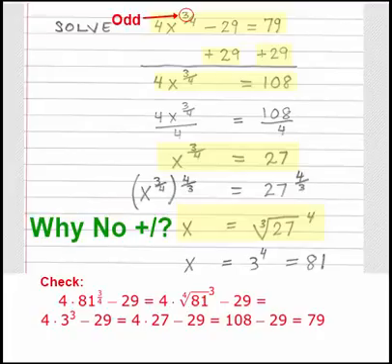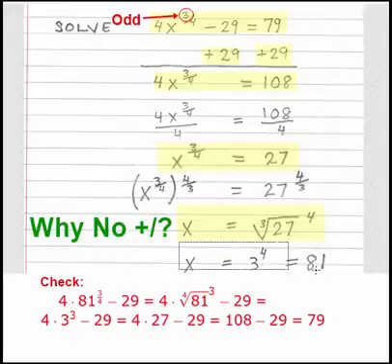So now we can evaluate this radical. And the cube root of 27 is 3. 3 to the 4th is 81. We get x equals 81, but we have to check this answer. We do so by plugging 81 into the original equation. The 3/4 power is the 4th root of 81 cubed, which is going to be 3 cubed. And we multiply 4 times 3 cubed, subtract 29, and that gives us 108 minus 29, which is indeed 79. So 81 is our solution.